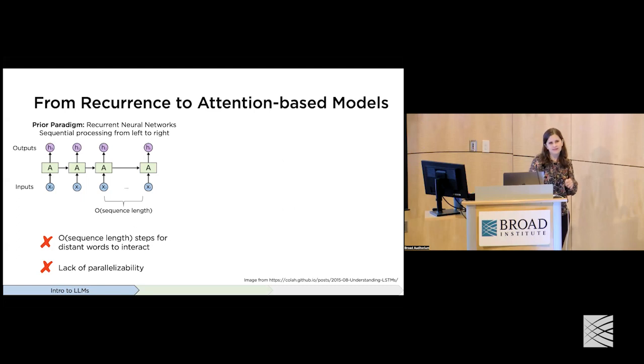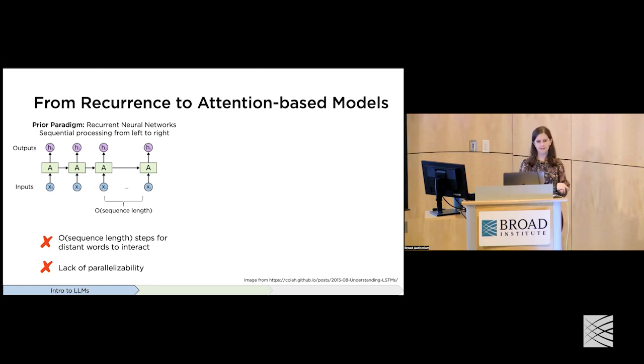So another key reason for the recent success in NLP is really this transition from recurrence to attention-based models. This prior paradigm in NLP involved using recurrent neural network models, which will sequentially process every word in the sequence. RNNs encode the linear order of words really well, and that could be a useful heuristic. However, they're not as good at learning long-term relationships between words. RNNs take O of sequence length number of steps for distant words to be able to interact.